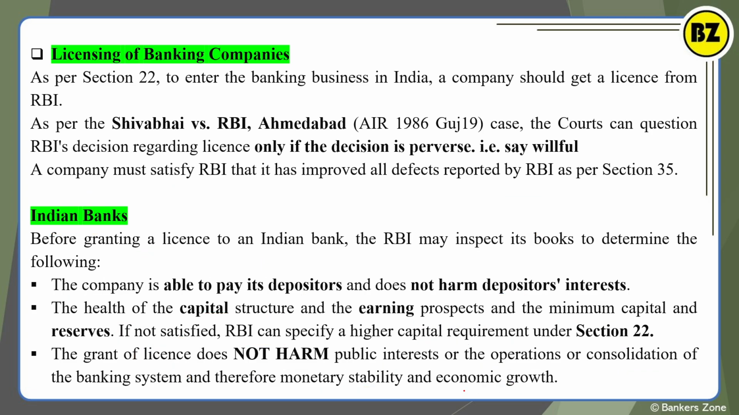So what basically does RBI look at while giving the license? Very simple. You should have the ability to pay the money back to your depositors. You should not harm the depositors' interest, and should not harm the public interest. You should not cause any harm to the banking system, monetary stability, or economic growth. And you should have enough capital and reserve, and enough earning sources to run the bank. This is all that RBI checks while giving a license to Indian banks or entities operating in India.